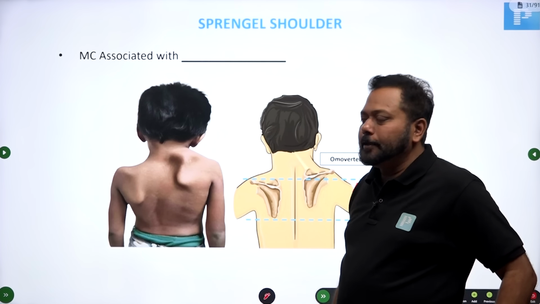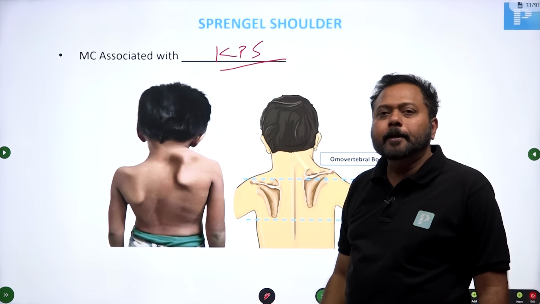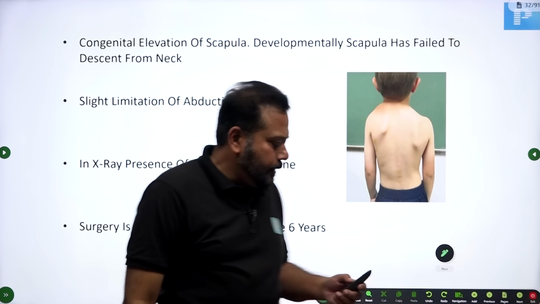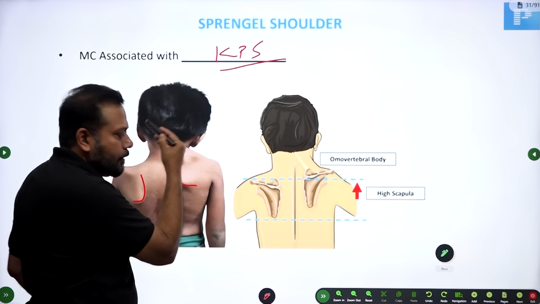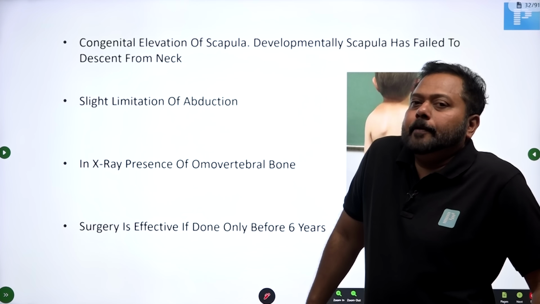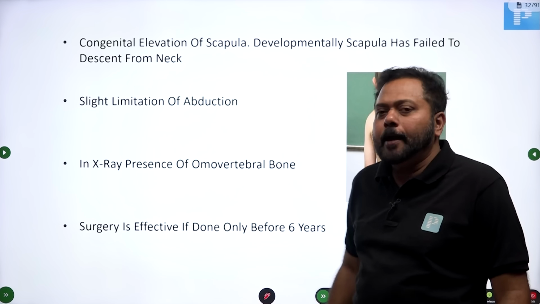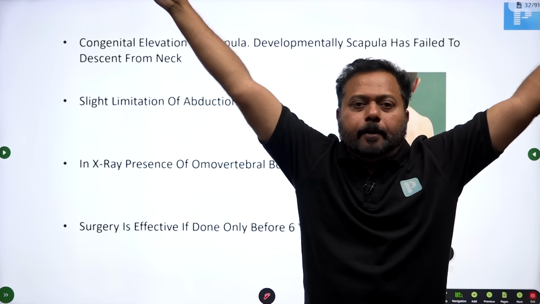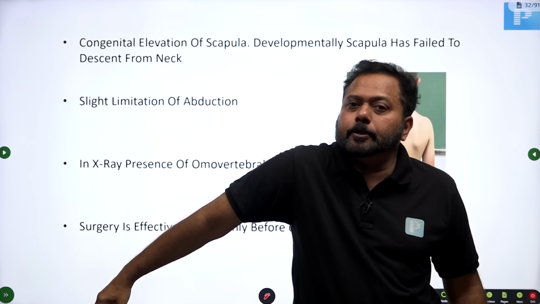So, what is this? Most common association is Klippel-Feil syndrome, KFS. What is this Sprengel shoulder? Sprengel shoulder is nothing but congenital elevation of the scapula. You see here in this slide, this side the scapula is at this level, and this side the scapula is at a higher level. So congenital elevation of scapula is called Sprengel shoulder. Except for cosmetic reasons, this is a harmless condition. Why am I telling this? If you have a normal shoulder, you can easily abduct. When I have a Sprengel shoulder, there is slight limitation of abduction. That's all.